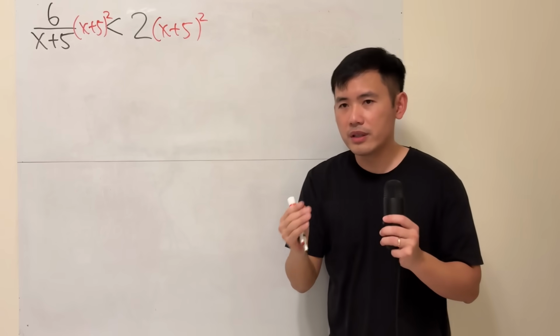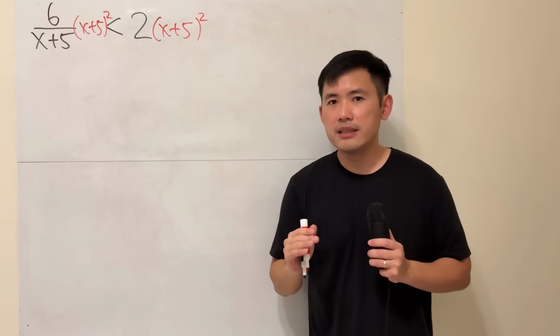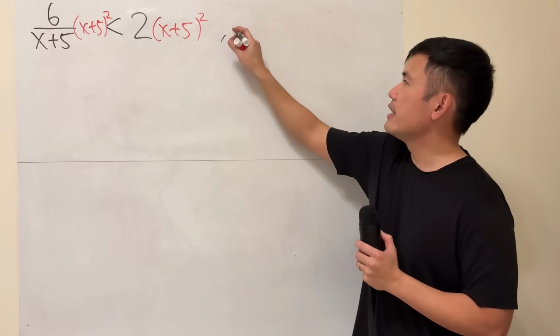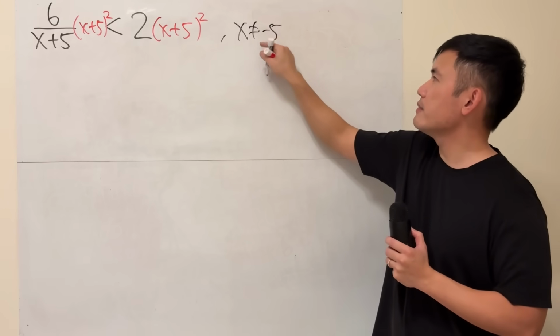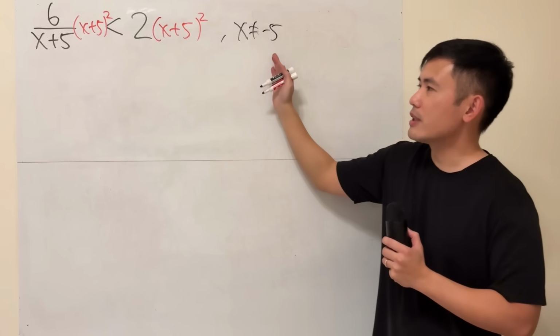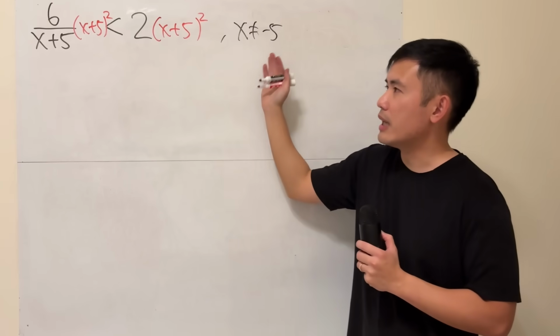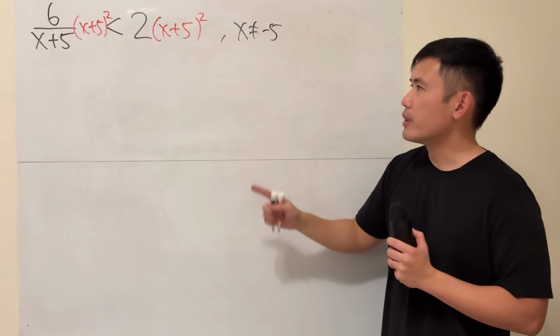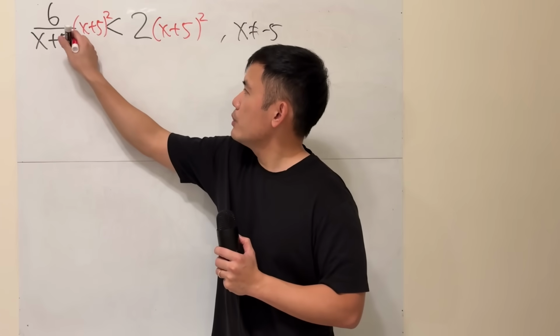Because when you have a quantity squared, you can be sure that it's never negative. It could be 0, but it does say that x is not equal to negative 5. Even though sometimes they don't tell us, you will still have to know that. Okay? So now, with that being done, we can continue. Here we go. Cancel this and that.